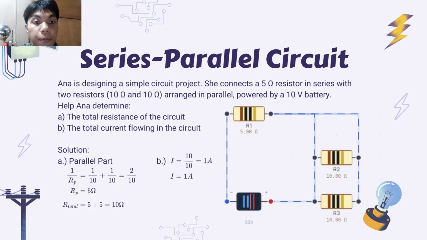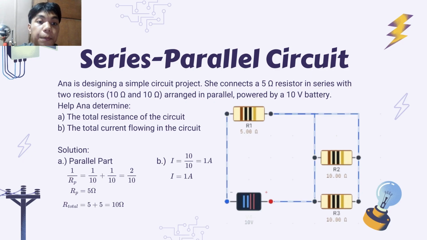Now for our third problem, it says here that Anna is designing a simple circuit project. She connects a 5 ohm resistor in series with 2 resistors of 10 ohms and another 10 ohms arranged in parallel. It is powered by a 10 volts battery, and Anna is trying to determine the total resistance of the circuit and the total current flowing in the circuit.